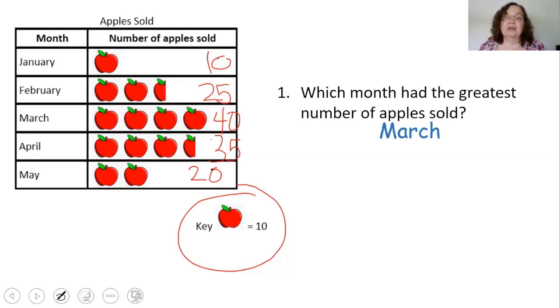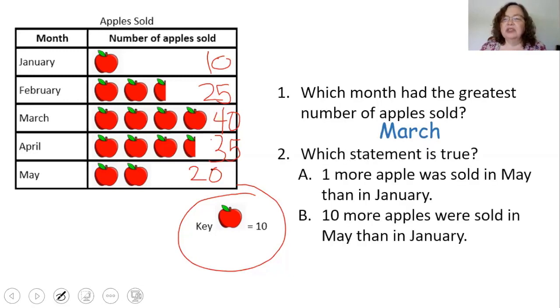Let's look at the second question. Which statement is true? A, 1 more apple was sold in May than in January, or B, 10 more apples were sold in May than in January. So now I'm looking between January and May, and I see that January has 1 apple and May has 2 apples. So I might be tempted to say A because it is just 1 more apple, but I have to look at that key.